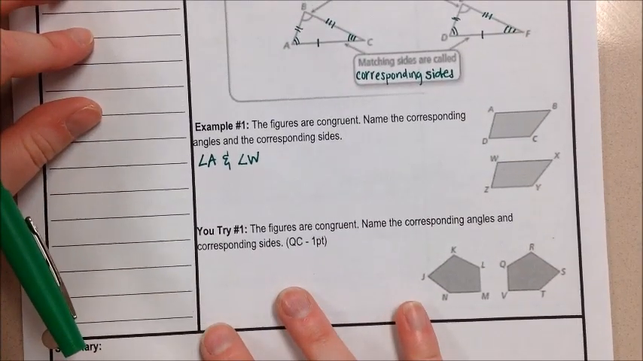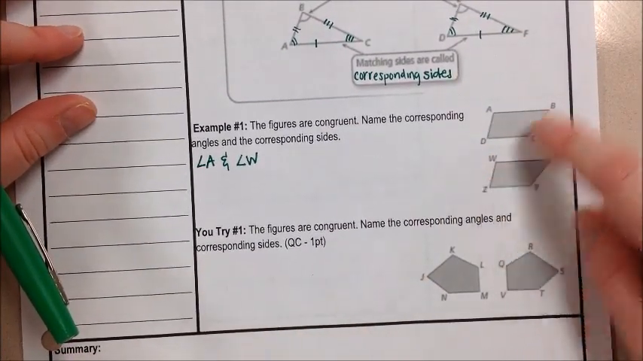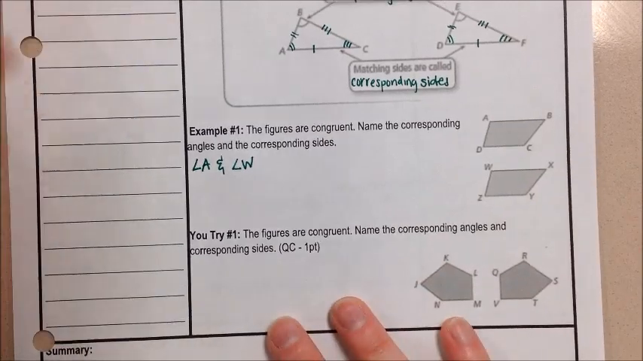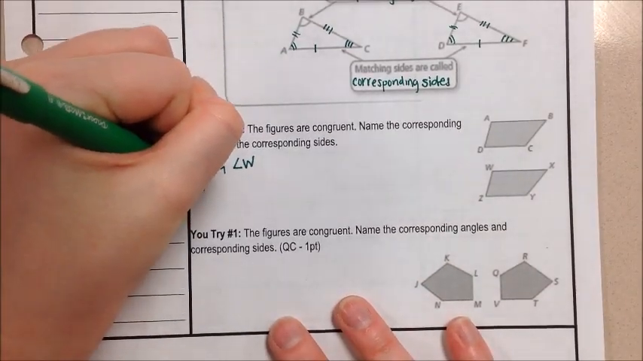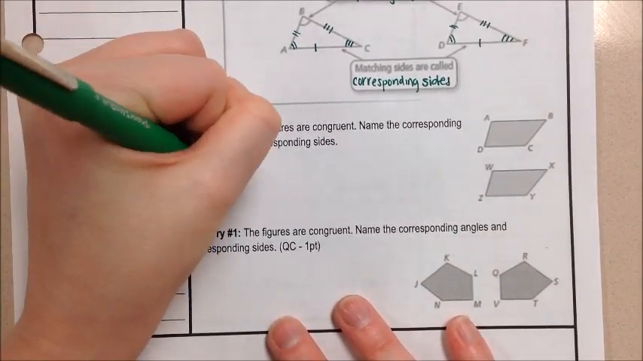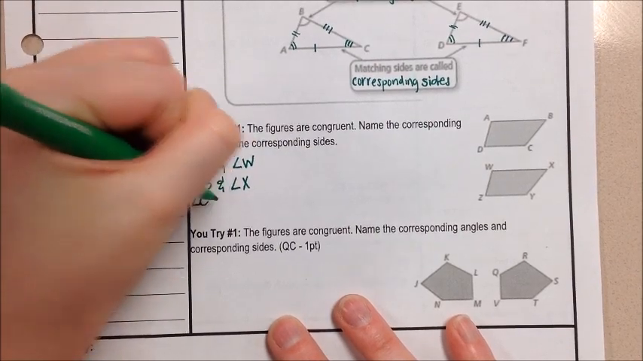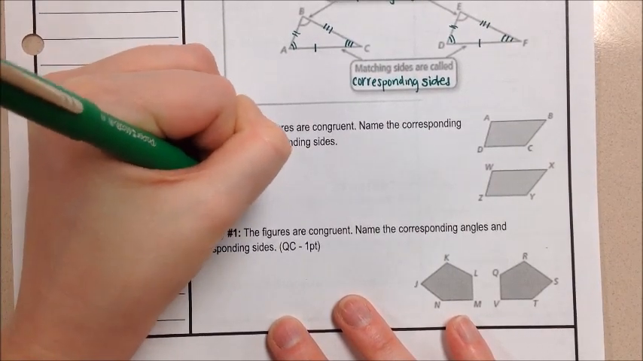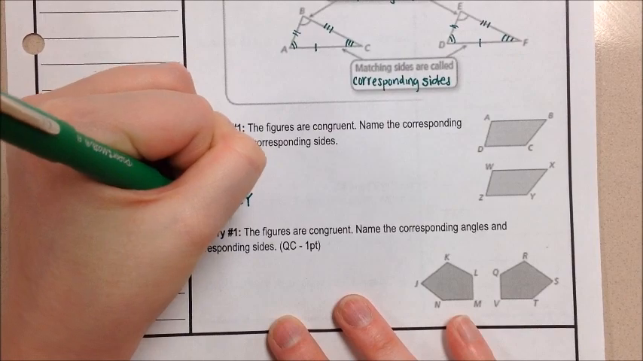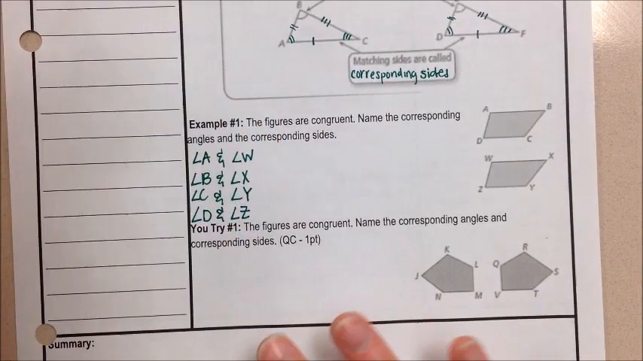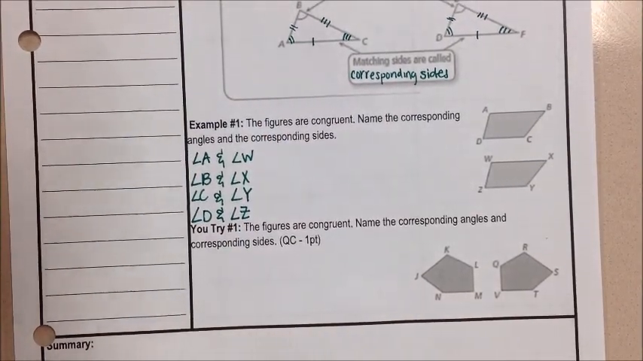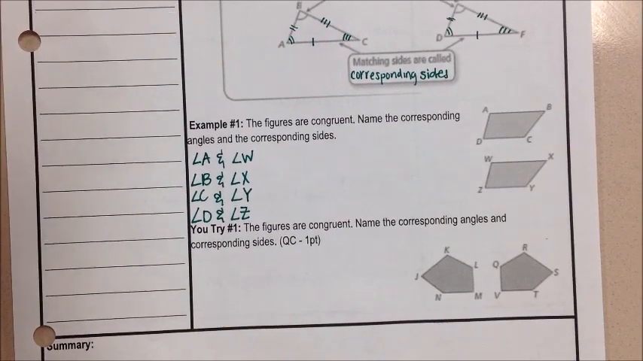Okay, and this one's nice because they have it all matched up. So D and Z go together, B and X, C and Y. I'm just going to go in order. So angle B and angle X, angle C and angle Y, angle D and angle Z. It gets easier as you figure out which ones are the matches, because then you can't use the same one twice.